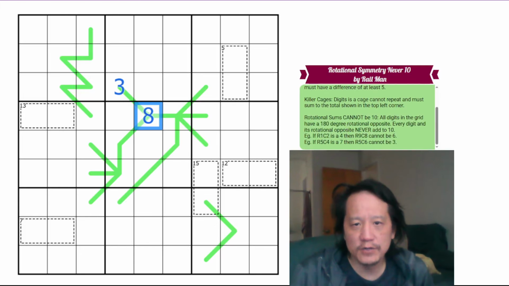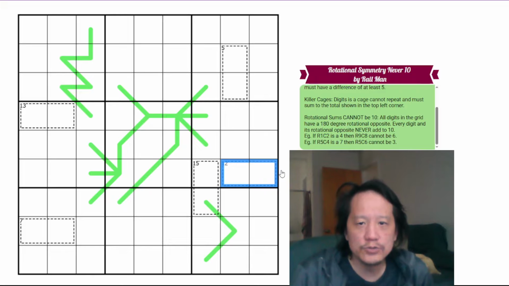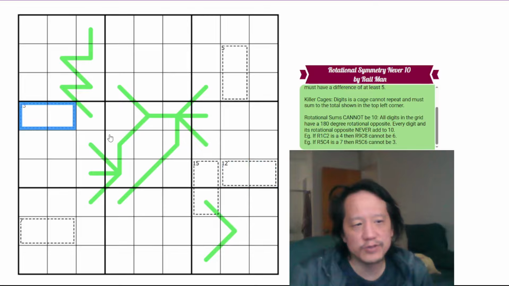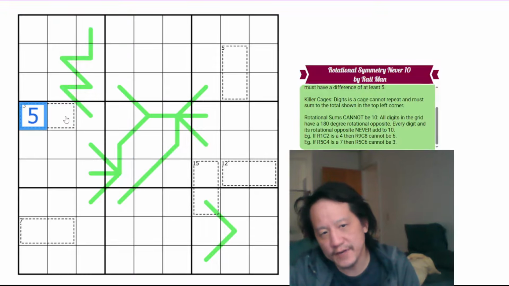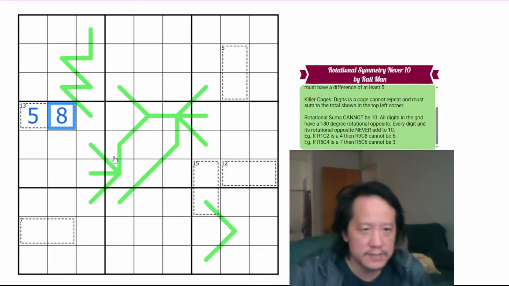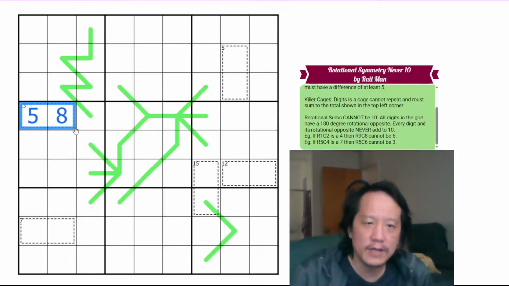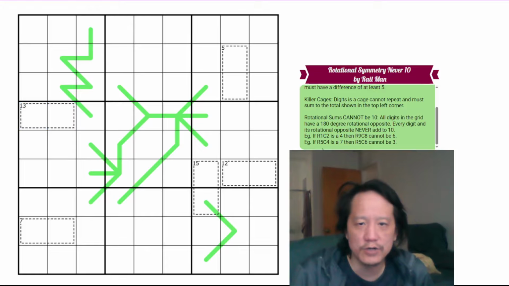We also have killer cages, where digits in a cage cannot repeat and must sum to the total shown in the top left corner. So, for example, these two digits must add up to 13. If this were a 5, this would have to be an 8 to add up to 13. And that's an example of how killer cages work.